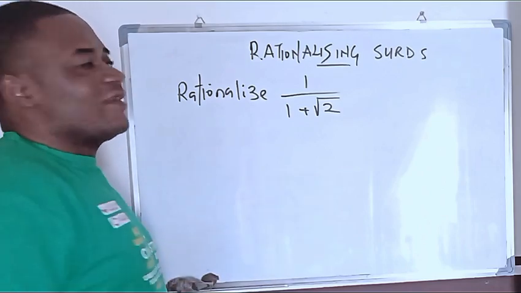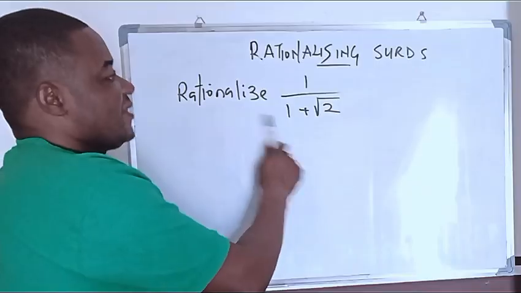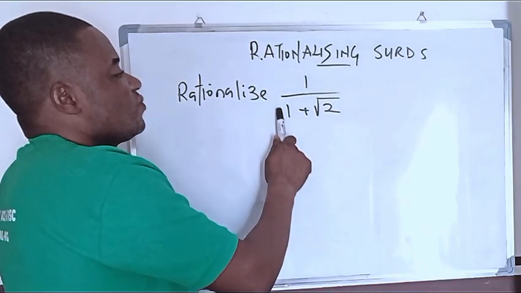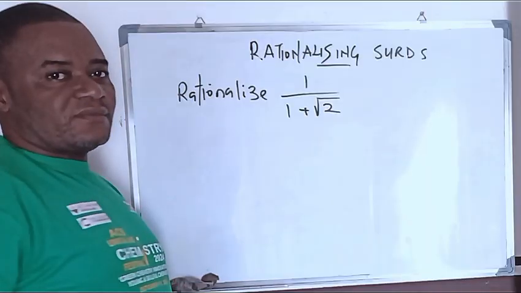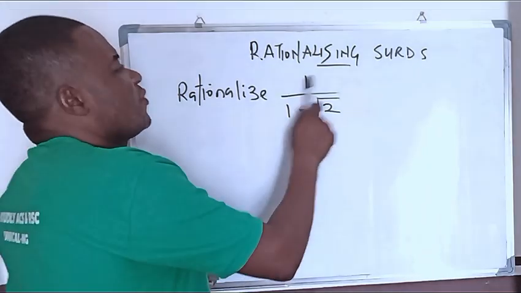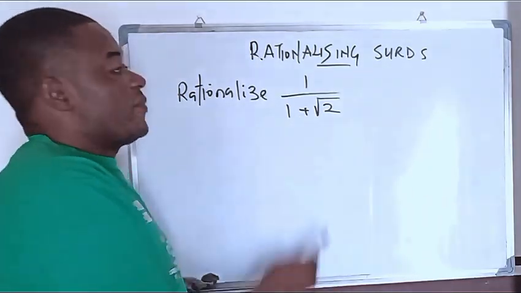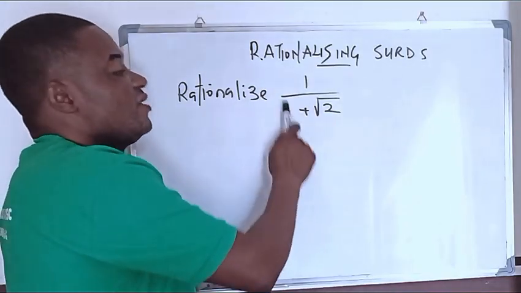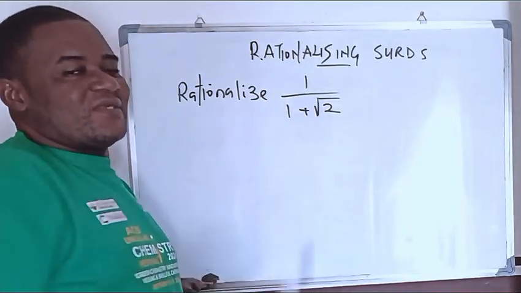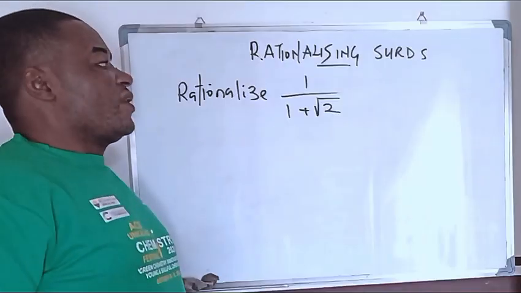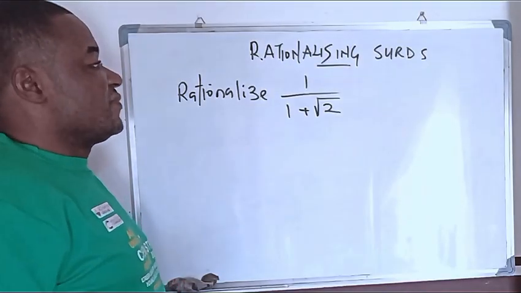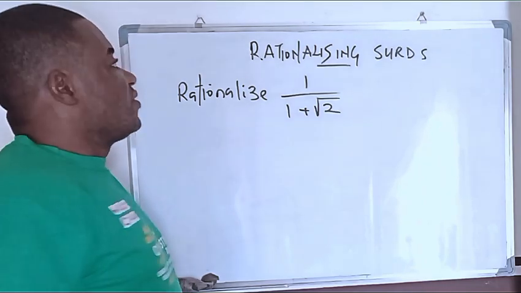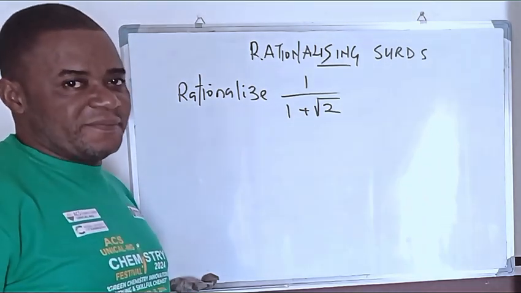Now, if you are given a question like this, rationalize 1 all over 1 plus root 2. You can be given 1 plus root 2 all over 1 plus root 2. You can be given 5 all over root 3. You can be given 7 all over 1 plus root 3, and all those surds. Okay, so all those are rationalization situations. They are surds that require you to use the rationalization method to solve them.